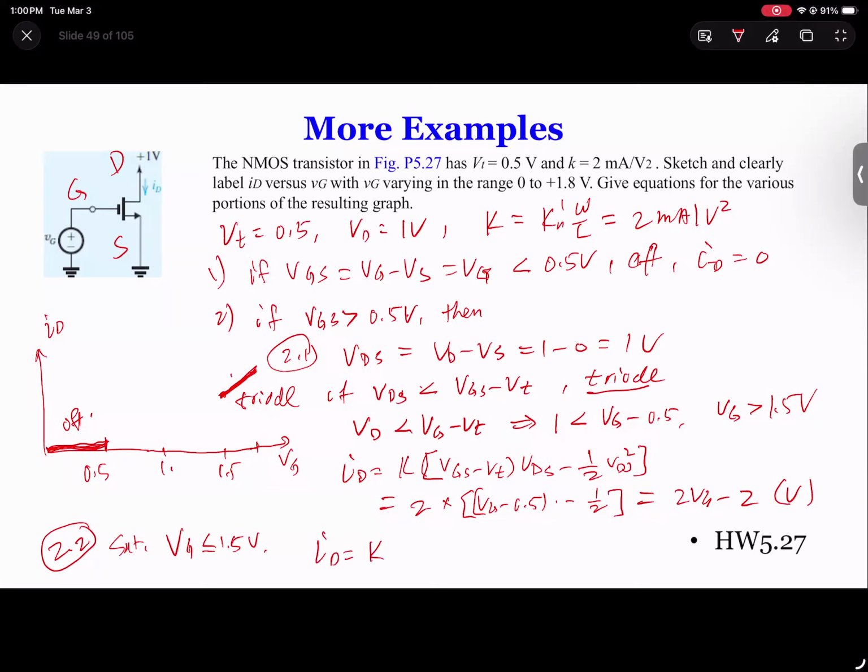Our current is K times (VGS minus VT) squared, and K is 2 milliamps, and VGS is VG minus VT, 0.5. Question: would you have to convert before you multiply it by the voltage 0.5? Yes, K is in milliamps, so the result is in milliamps.